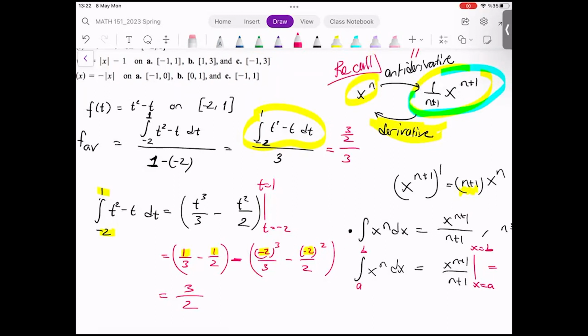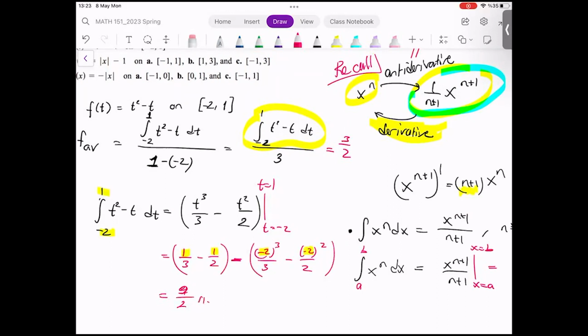Is that okay? Sorry, wait. The overall result is 3 over 2. That's why this integral is, I guess, 9 over 2. Okay, the result of this computation.